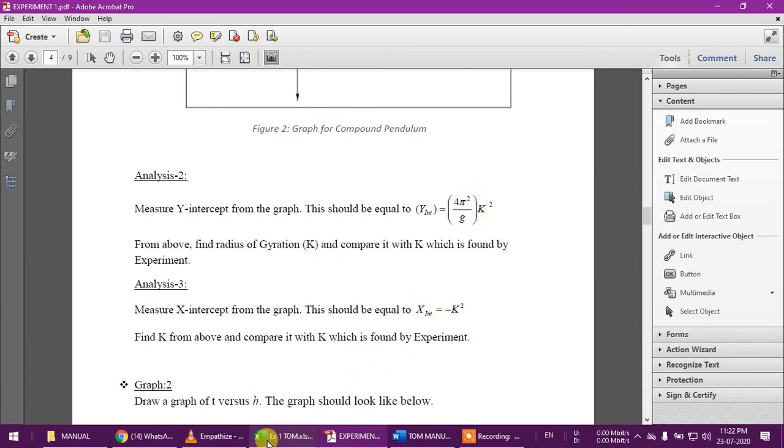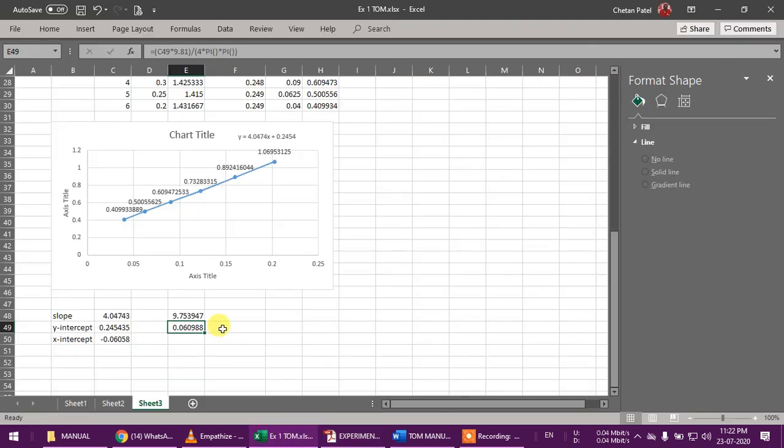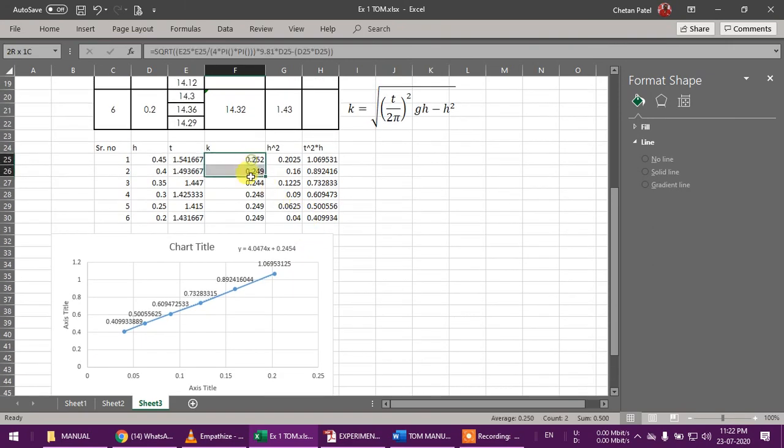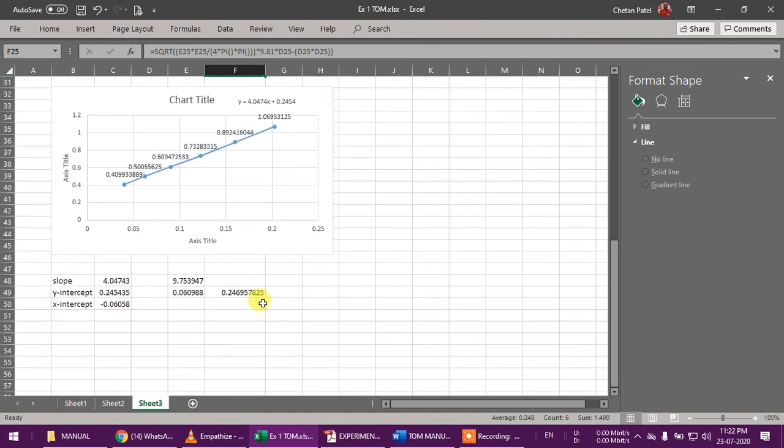What we need is k, so we'll take the square root of this. How we'll do this, say is equal to, use the sqrt function and select this cell, bracket over, and we have this 2.469, which is very nearer to this. If you take the average of this, it will be nearer to this. So likewise, very beautifully we can do the analysis.